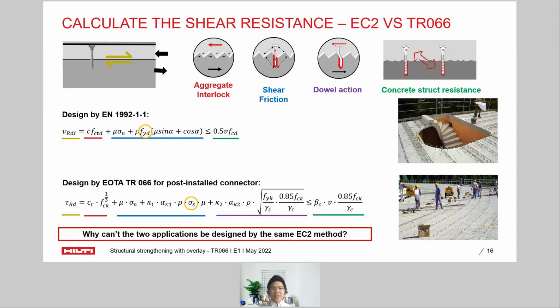But then you might have the question. As you can see, I put two application pictures on the right-hand side. One is the concrete overlay for semi-precast application, and the other, at the bottom, is the concrete overlay for bridge decking. So why can't the two applications be designed by the same EC2 method? They definitely share similarity. Why can't we use the EC2 method for everything?